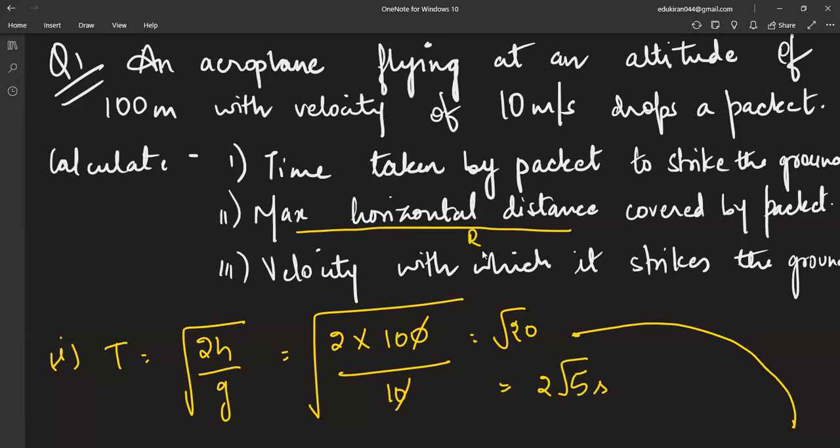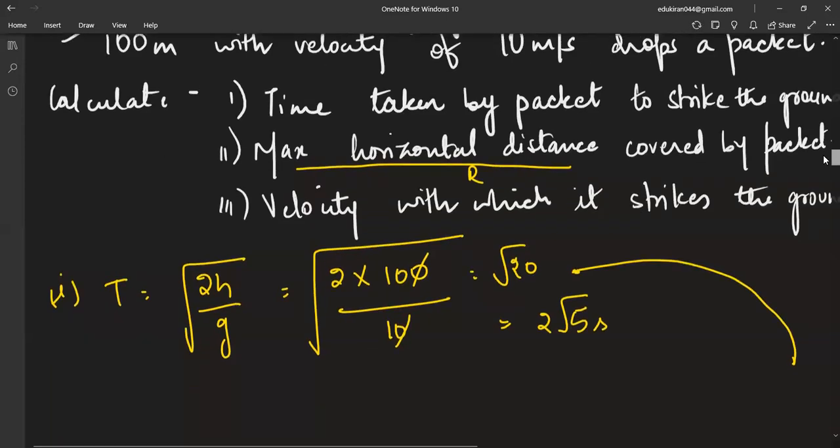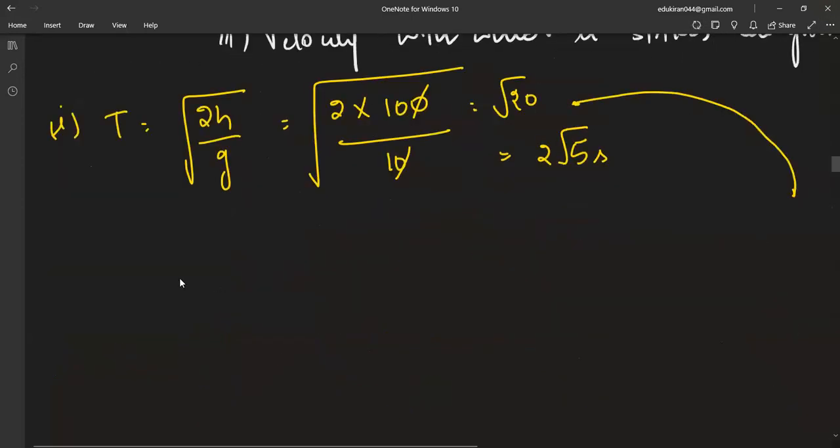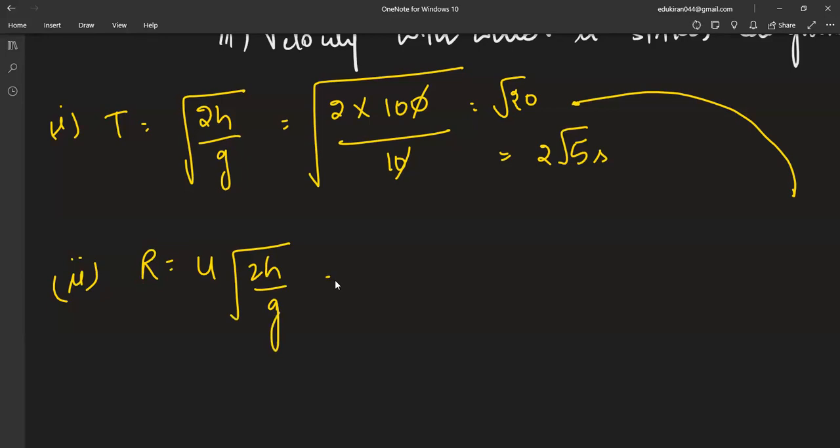Second part, maximum horizontal distance covered. This is talking about the range of motion. So actually you're trying to find the range of motion. This is actually so direct. See, the time you have obtained, multiplied with the initial velocity, 20 root 5 should be the answer for the second part. Look how: the formula of range of motion is u under root 2h by g. u is 10, and under root 2h by g is 2 root 5. So your answer is 20 root 5 meters.